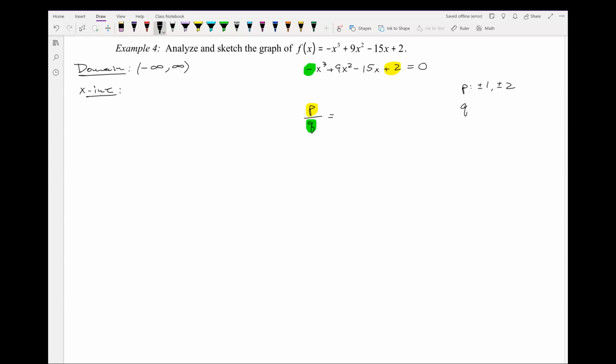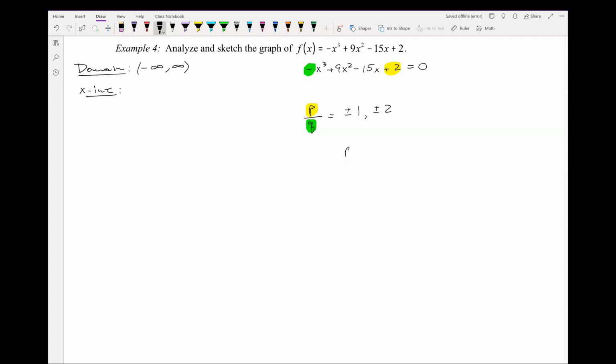And similarly, q is simply going to be plus or minus 1, because those are all the integer factors of the -1 leading coefficient. And then we make all the possible fractions out of these values where p is in the numerator, and we get plus or minus 1 over 1 or plus or minus 2 over 1. So we have 4 possibilities of rational roots for this polynomial. Now, for 1 and -1, it's probably easiest just to plug them in and see what you get.